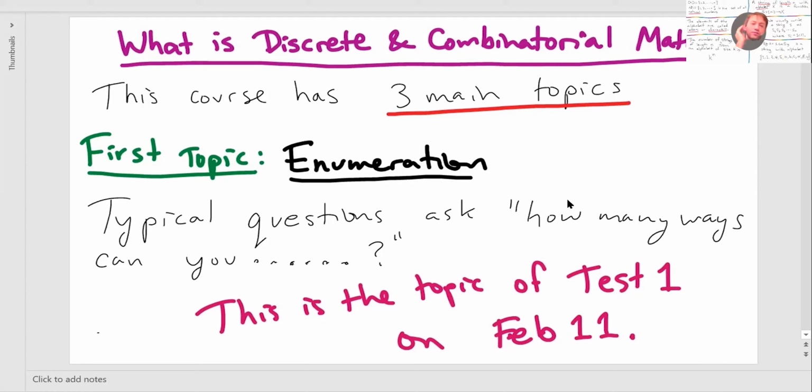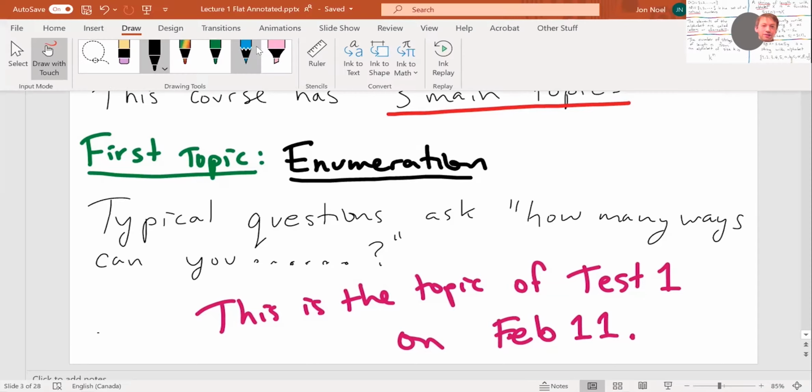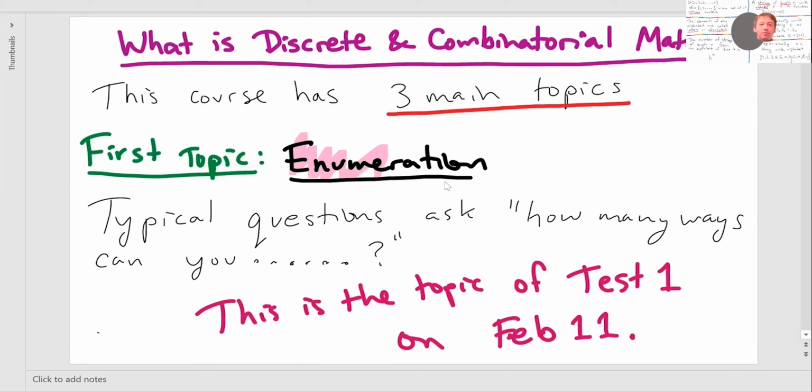Yeah, so the course basically breaks into three different topics, and each of the tests focuses on one of these topics in some sense. So I've broken up the course in that way. The first topic is enumeration, and enumeration, that's just a fancy word for counting.